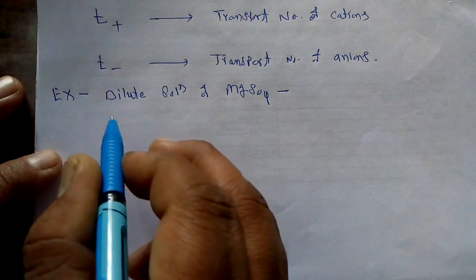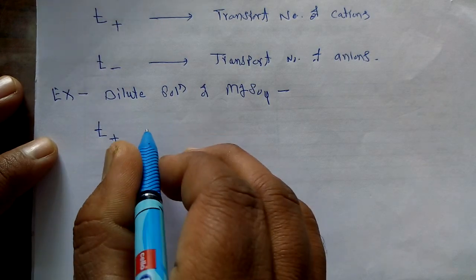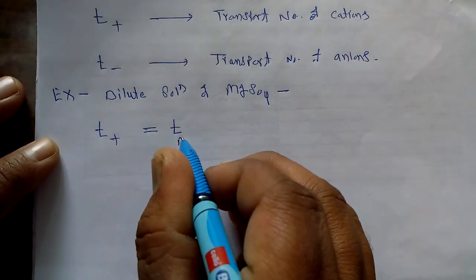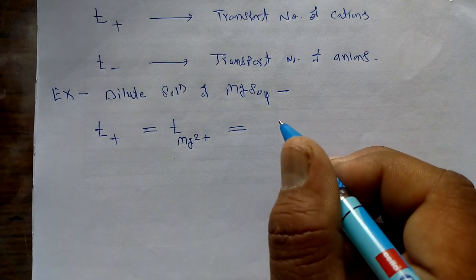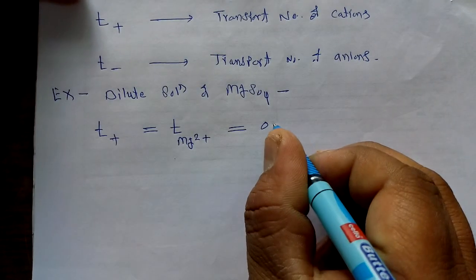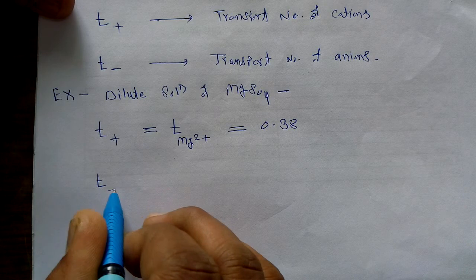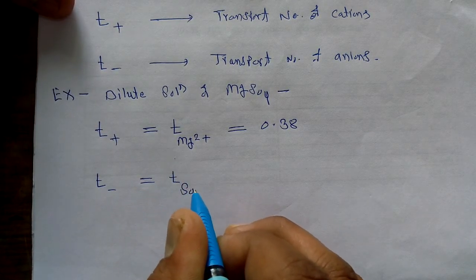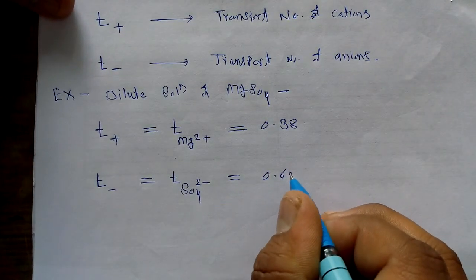If we consider the transport number of the cation first, the cation in this case is Mg2 plus. The magnitude of this transport number for this cation is obtained to be 0.38. The second transport number, for the anion, T minus, where the anion is the sulfate anion, SO4 2 minus, is equal to 0.62.